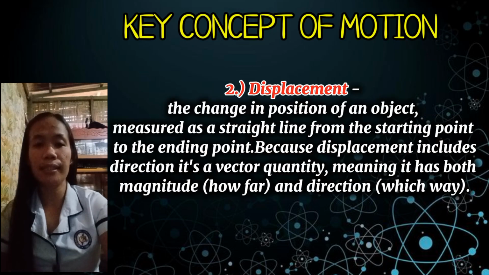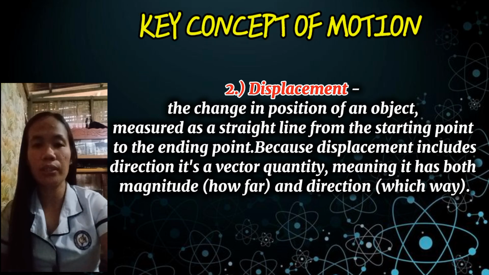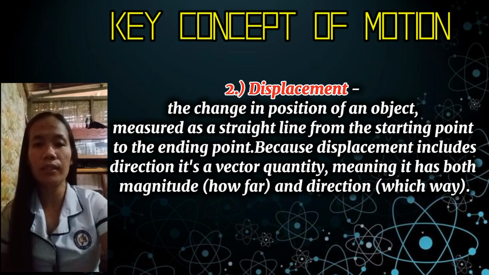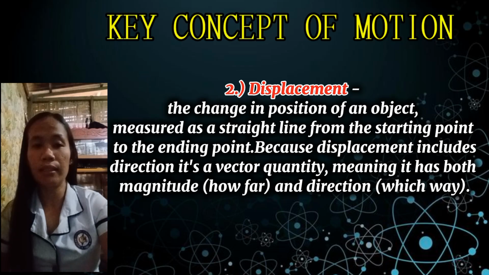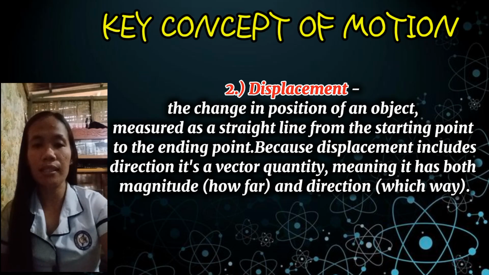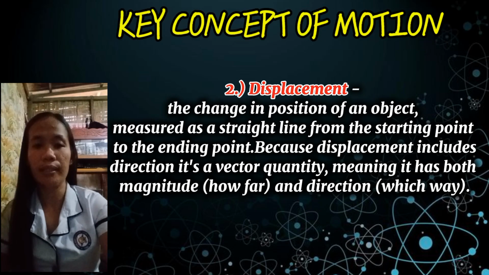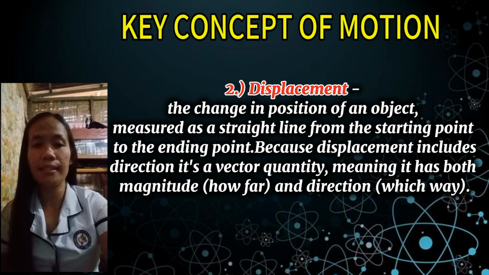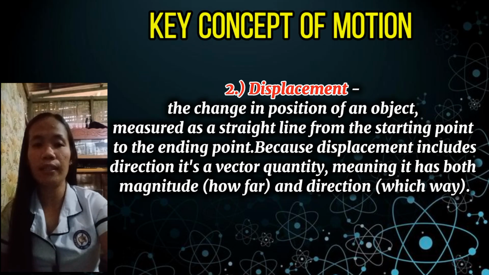The second is displacement. The change in position of an object measured as a straight line from the starting point to the ending point, because displacement includes direction. It's a vector quantity, meaning it has both magnitude, or how far, and direction, which way. It can be visualized as an arrow pointing from the initial position to the final position.